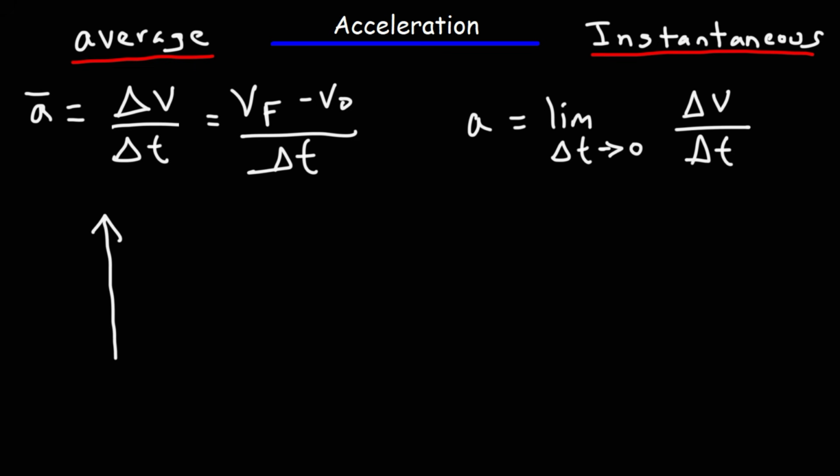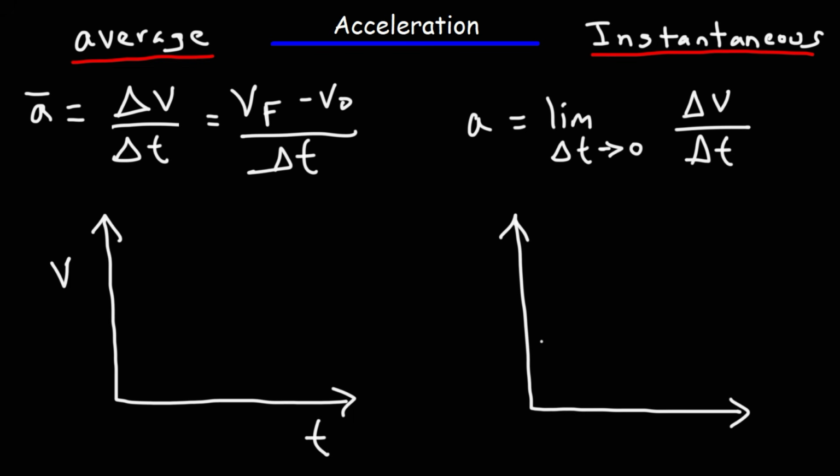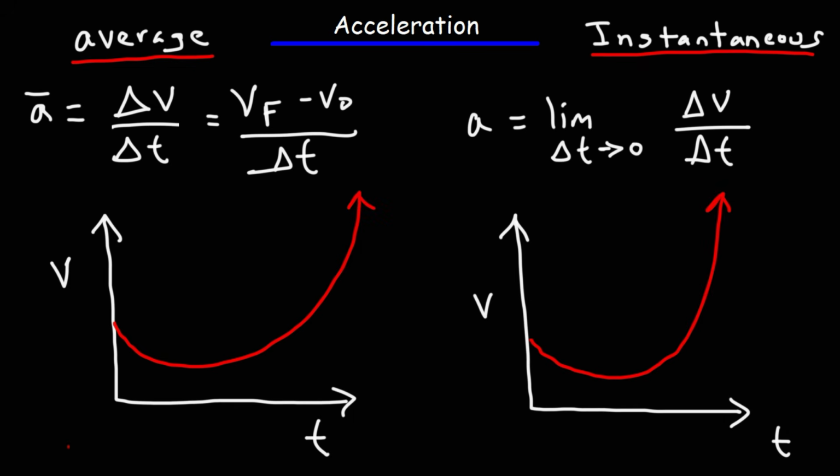Now, the acceleration is the slope in the velocity time graph. So let's say we have velocity on the y-axis and time on the x-axis. And let's say we have a curve that looks like this. Now, if you want to calculate the average acceleration using a velocity time graph, you need 2 points. If you want to calculate the instantaneous acceleration using the VT graph, you need 1 point.